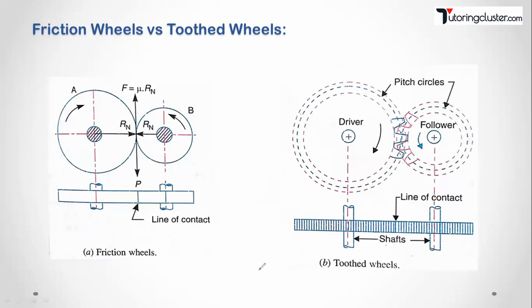Okay, so let us see first figure number A. It's a friction wheel. Okay, so there is one disc A which is mounted on the shaft. This is your shaft.